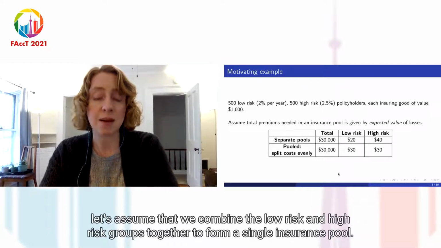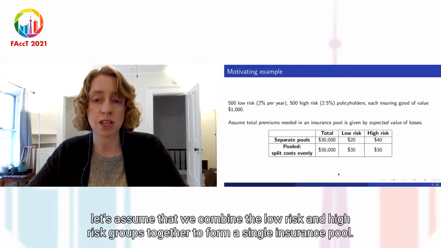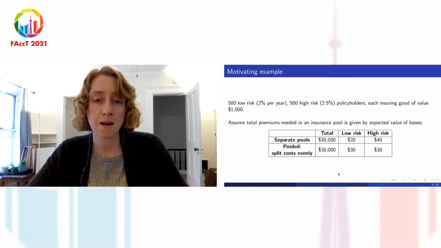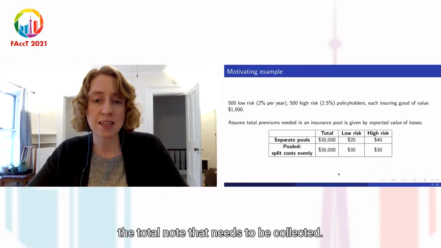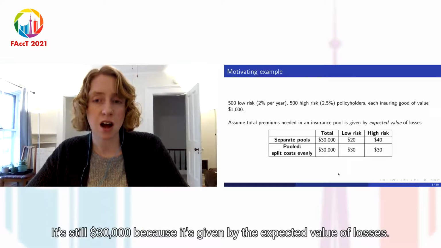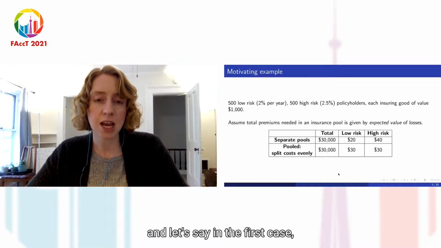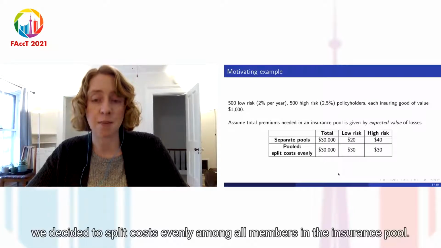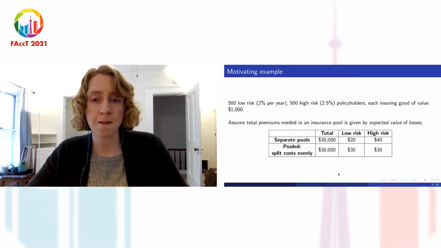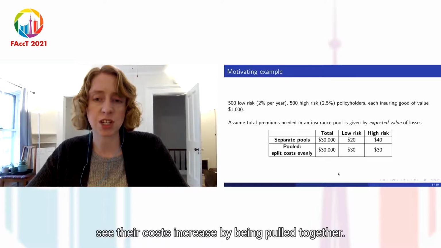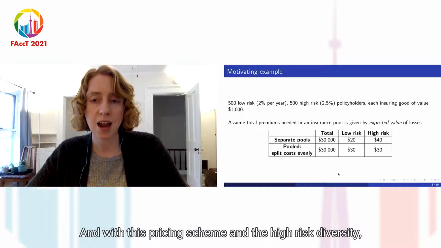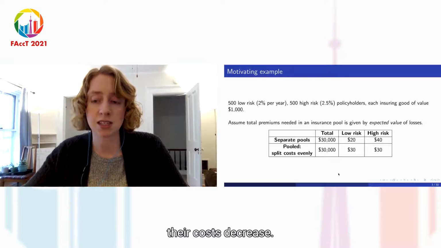Next, let's assume that we combine the low risk and the high risk groups together to form a single insurance pool. The total amount that needs to be collected is still $30,000 because it's given by the expected value of losses. And let's say in the first case, we decide to split costs evenly among all members in the insurance pool. So everybody pays $30. This means that the low risk members see their cost increase by being pooled together with this pricing scheme, and the high-risk members see their costs decrease.